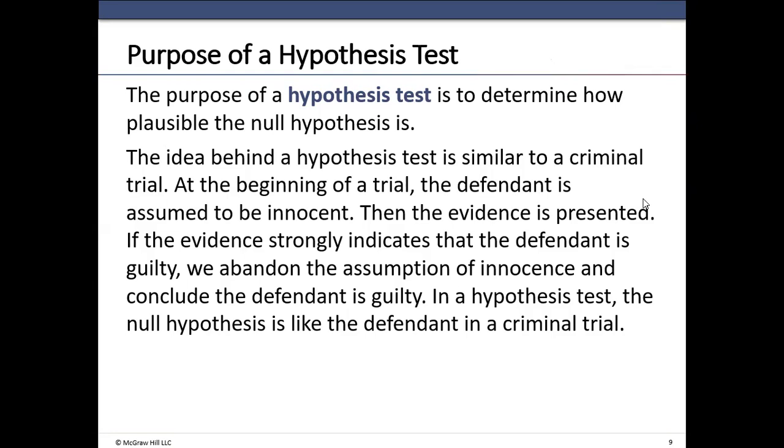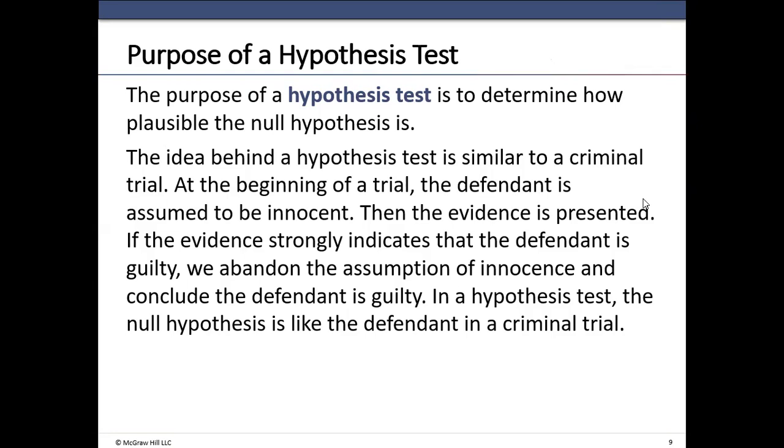Because the evidence supports the alternate, we will reject the null hypothesis and support the alternate, that the defendant is not innocent. We abandon the assumption of innocence and conclude the defendant is guilty.